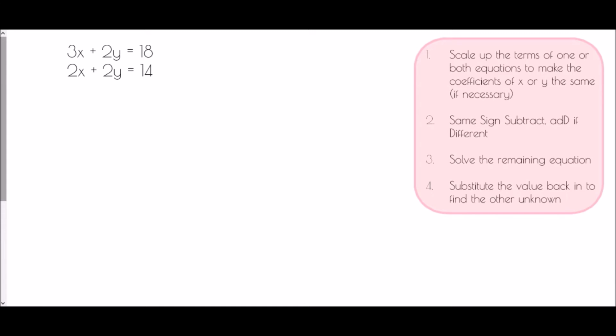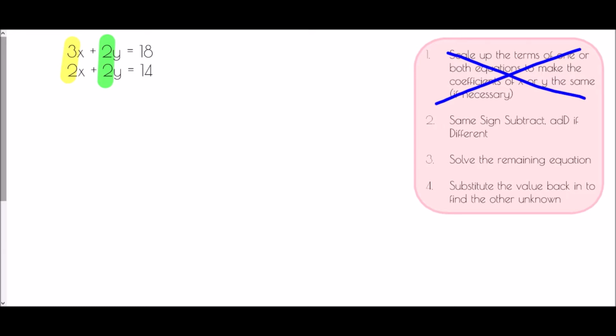If we have a look at the coefficients of x, we have 3 and we have 2. They are not the same. But if we have a look at y, we have 2 and 2. And so actually the coefficients of y are already the same. And therefore step 1 is not actually necessary in this case. What we need to do is go straight to step 2, same sign subtract, add if different.